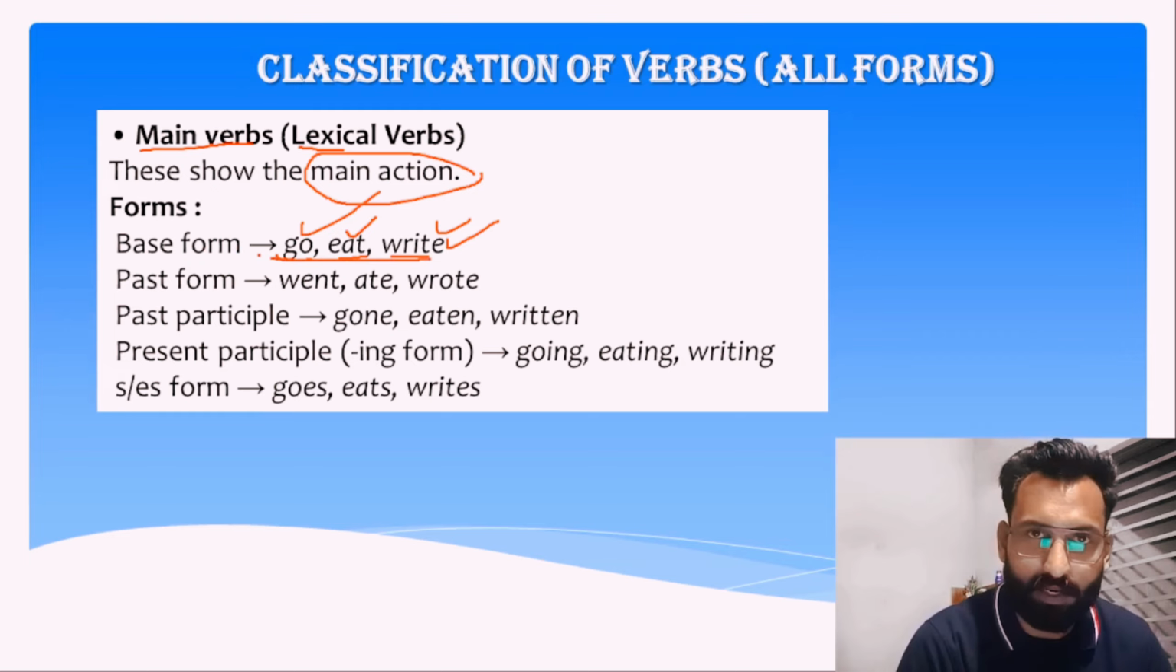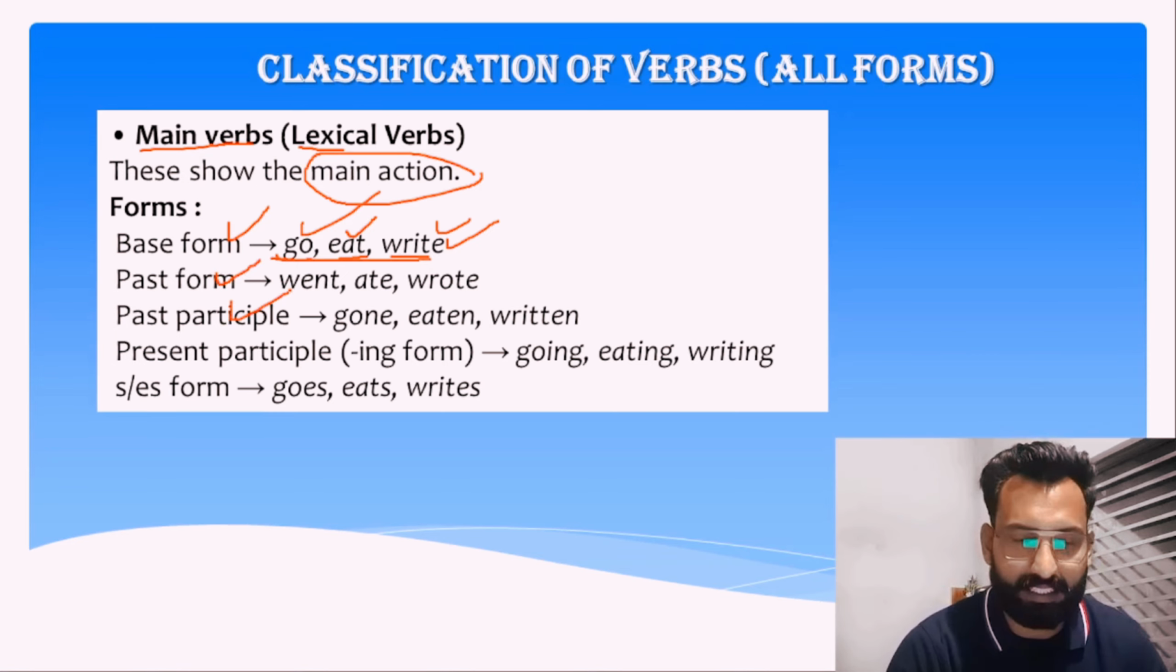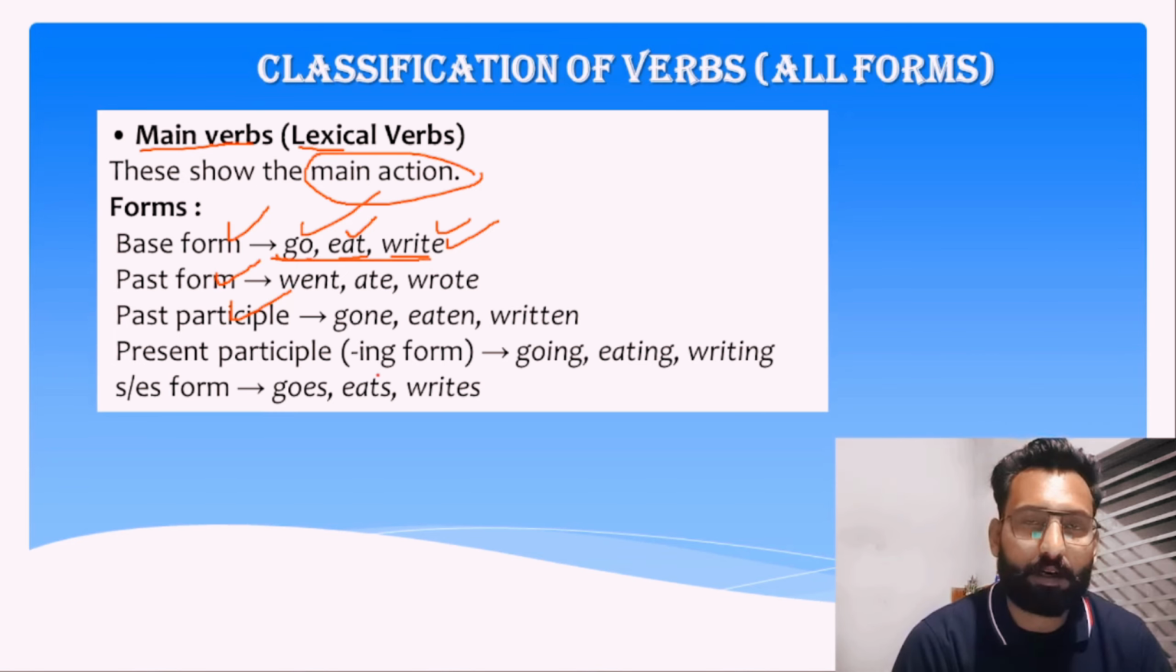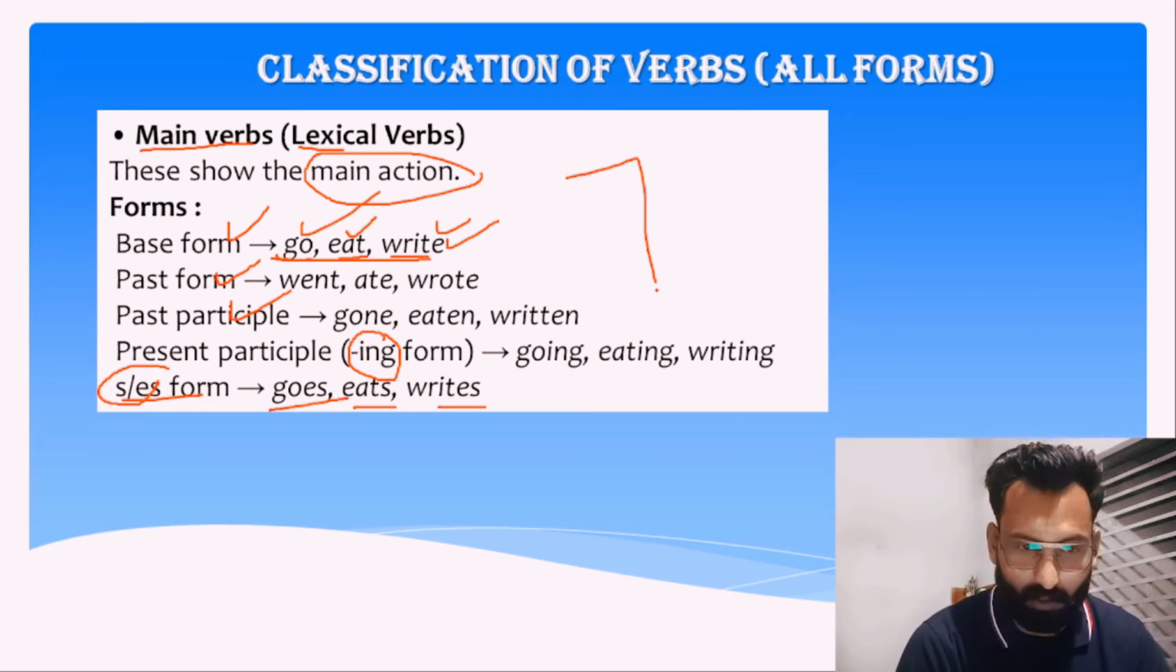And of every action verb, we have 3 types. Like first one, base form of verb, then past form of verb, then past participle that we usually use in our sentences. Except that we have in progressive form, for example, present participle, we can write going, eating, writing. And except that we have in s or es form, for example, he goes, he eats, he writes. So these all verbs show action, so that's why we call them main verbs or lexical verbs.